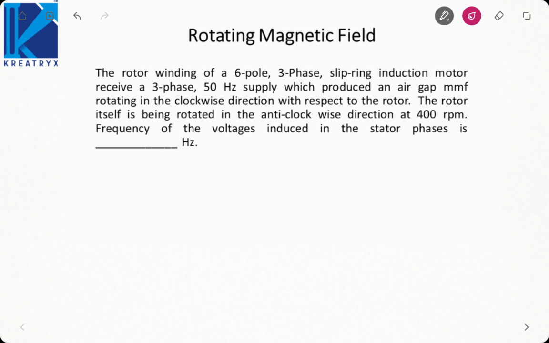The rotor winding of a 6-pole 3-phase slip ring induction motor receives a 3-phase 50 Hz supply which produces an air gap MMF rotating in the clockwise direction with respect to rotor. The rotor itself is being rotated in the anti-clockwise direction at 400 RPM. Find the frequency of voltage induced in stator phases. As you can see, we are applying the supply voltage to the rotor winding. So what is synchronous speed? 120 into 50 by 6.